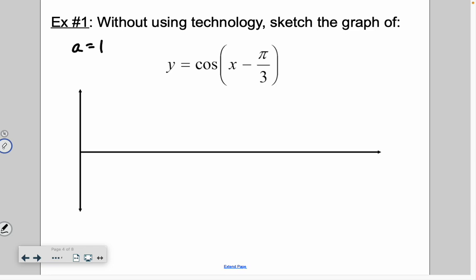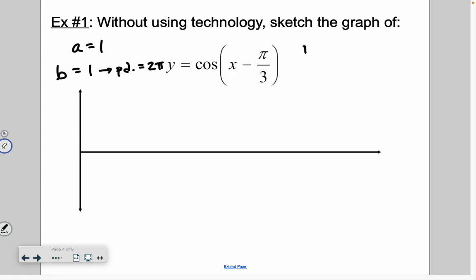Okay? Let's go to the B value next. What's the value of B on this one? Also 1. It's the number in front of the x. Okay? And since B is 1, that doesn't mean the period is 1. Remember, what that tells you is the period is 2 pi divided by B, which in this case means the period hasn't changed. It's still 2 pi. Okay? So we've got an amplitude of 1. We have a period of 2 pi.